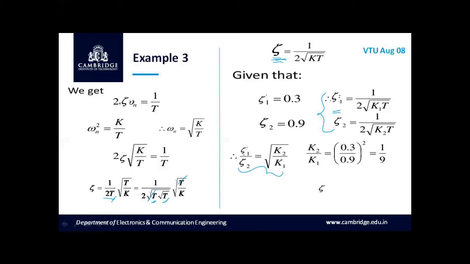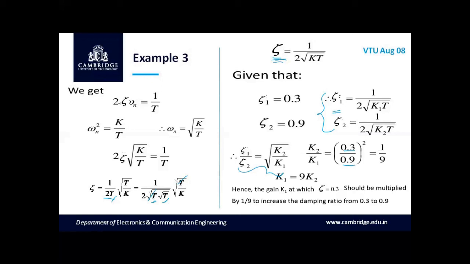Substituting for zeta 1 as 0.3 and zeta 2 as 0.9, and further simplification, we can obtain K2 by K1 is equal to 1 by 9. So K1 is equal to 9 times K2. Hence the gain K1 at which zeta is equal to 0.3 should be multiplied by 1 by 9 to increase the damping ratio from 0.3 to 0.9.